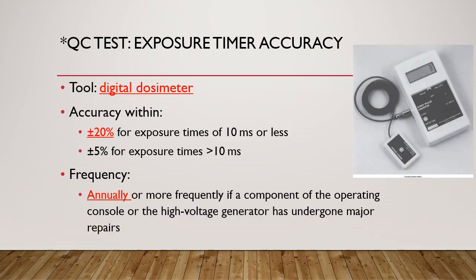For exposure timer accuracy, the test tool is a digital dosimeter. The accuracy is plus or minus 20% for exposure times of 10 milliseconds or less, and plus or minus 5% for exposure times greater than 10 milliseconds. The frequency is annually, or more frequently if a component of the operating console or the high voltage generator has undergone major repairs.